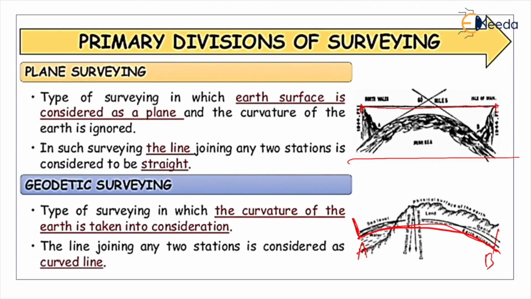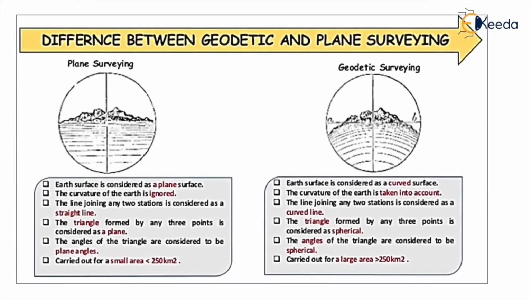We'll see what is the distinguish between this, because it asks in exam. So the first difference is the earth surface is considered as plane surface, while in geodetic the curvature of the earth is taken into consideration. The second point is the curvature of earth is ignored in plane surveying, while in geodetic survey the curvature of the earth is taken into consideration.